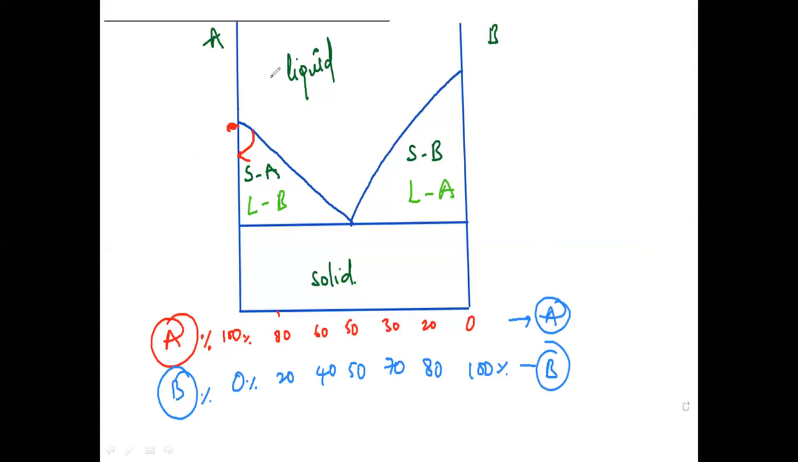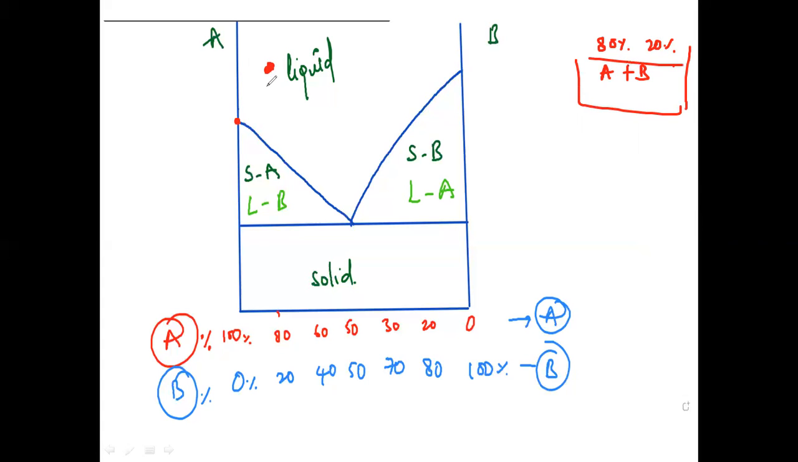So first, let us take a composition of A here. Now let us take the composition at this particular region. At this particular point, A is there and B is there. Let us take A as 80% and B as 20%. So you must understand here. And now here we are taking a completely liquid composition.